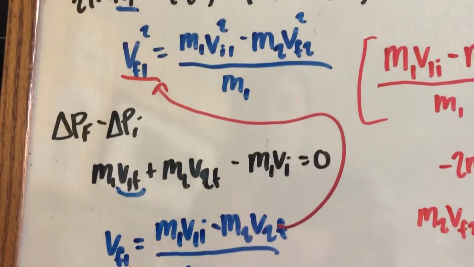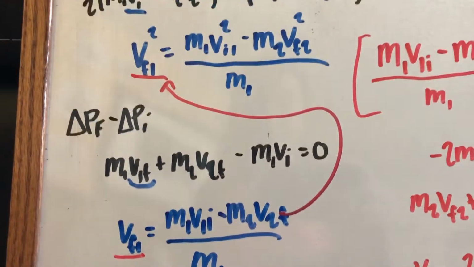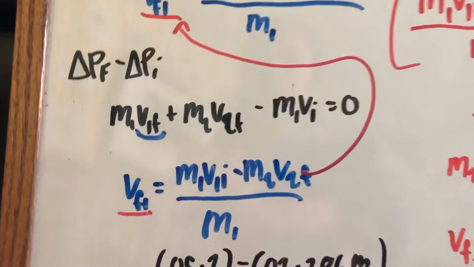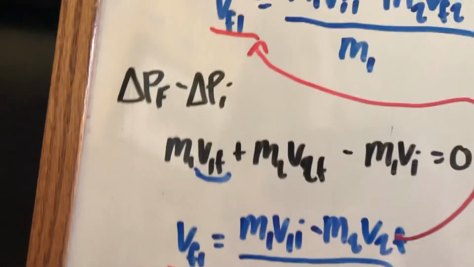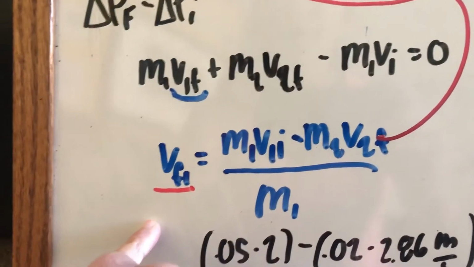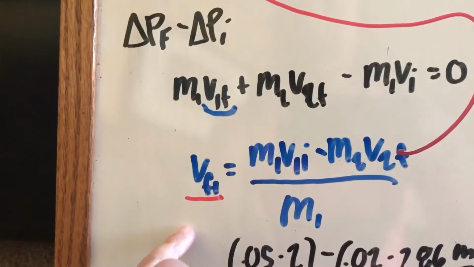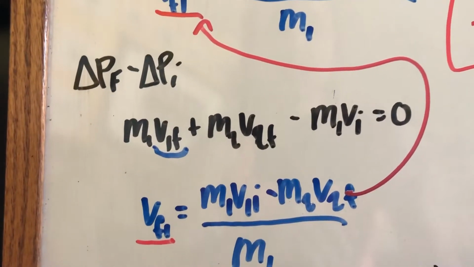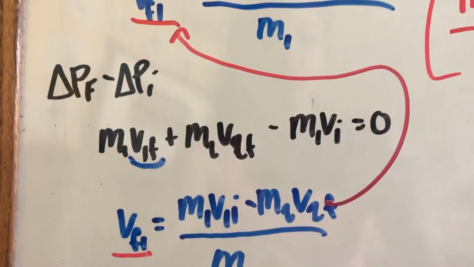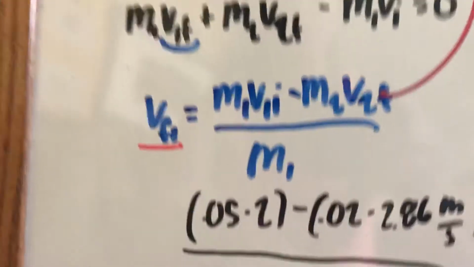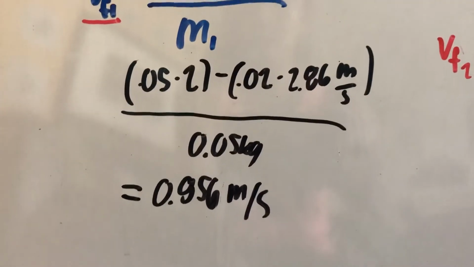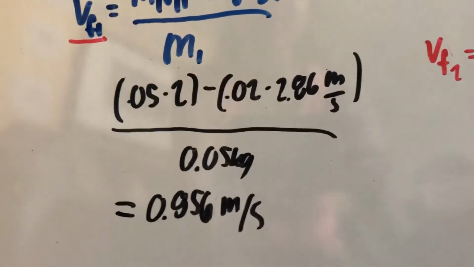You can plug it into either one of these equations, because they're essentially the same thing, but we're going to stick with momentum because it doesn't have the square root. That makes it easier for us. Plug in the numbers that we've been given, so our initial mass, initial velocity, minus our second mass, and our final velocity, which we calculated to be 2.86, and we divide and get 0.856 meters per second.